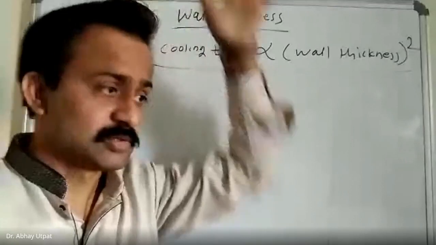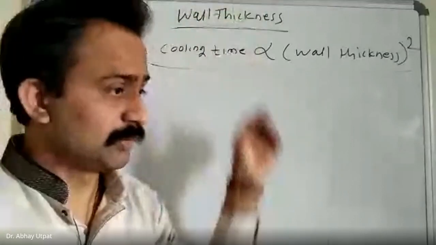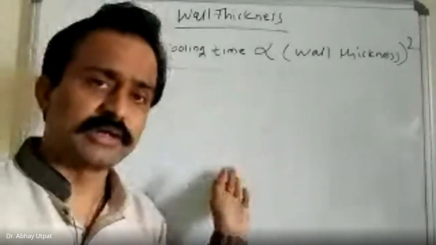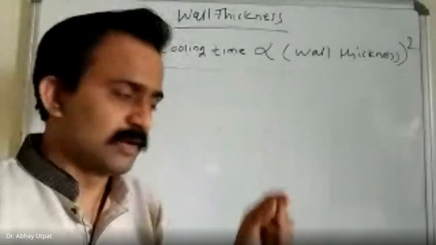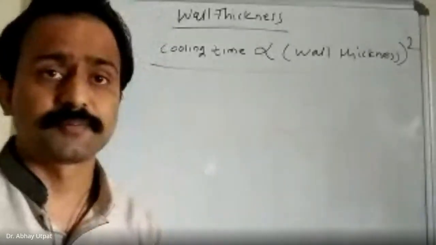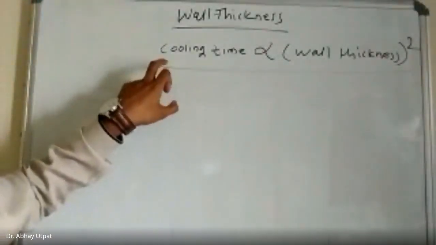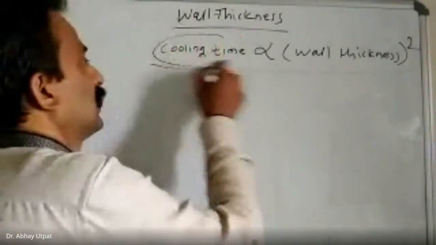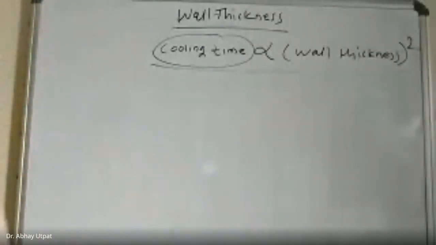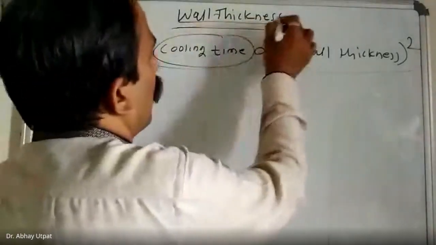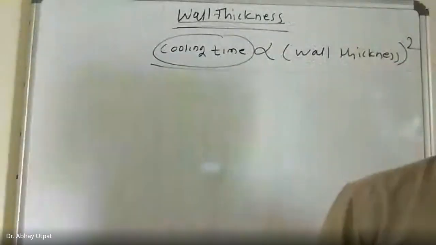Imagine. Even if you increase the wall thickness by 0.1 mm, you will find a tremendous increase in the time. If earlier cooling time is supposed to be 3 minutes and you just added 0.1 mm thickness, it may be doubled. It may become 6 minutes. So this we are thinking in terms of cooling time, because if cooling time increases, cycle time increases, the cost of the process increases. Everything depends upon each other. That's why you should keep the wall thickness as minimum as possible.